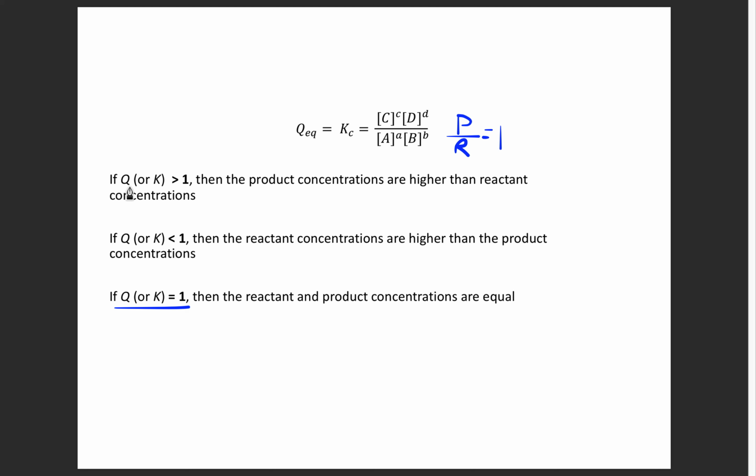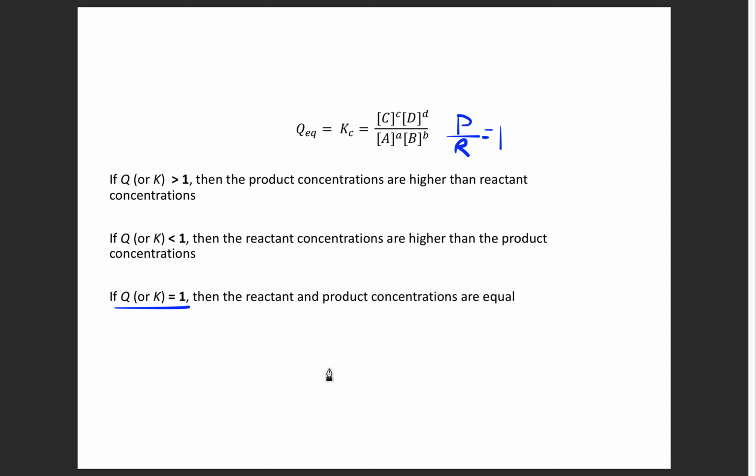Now up here, if your Q or K is greater than 1, the only way that this answer can be greater than 1 is if your numerator is greater than your denominator, which means the total product concentrations are going to be greater than your total reactant concentrations. That's the only way you're going to get anything greater than 1. So that's what this is referring to right here.